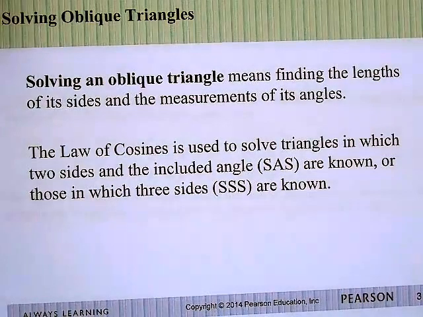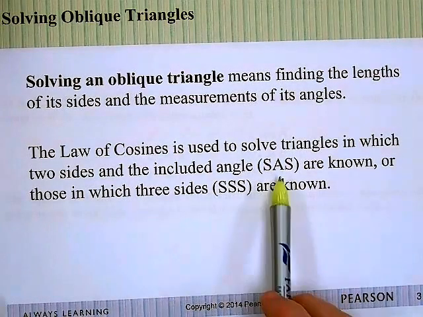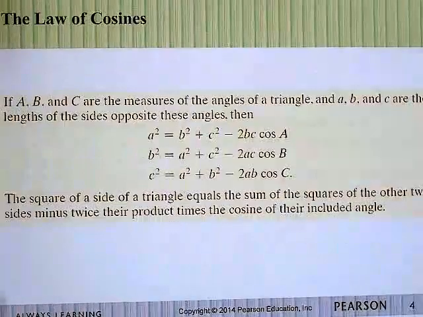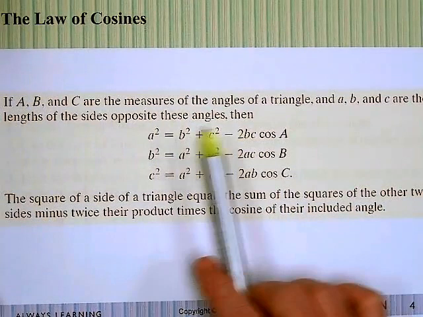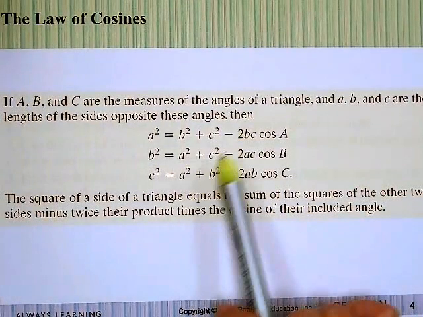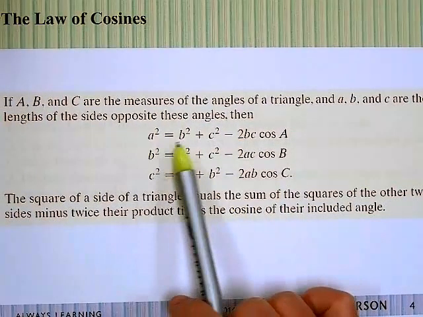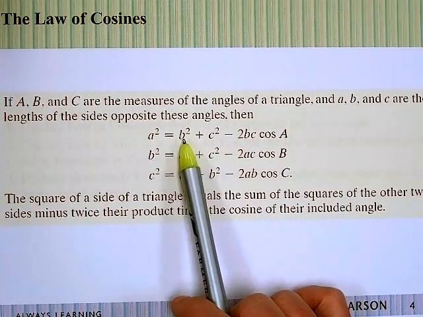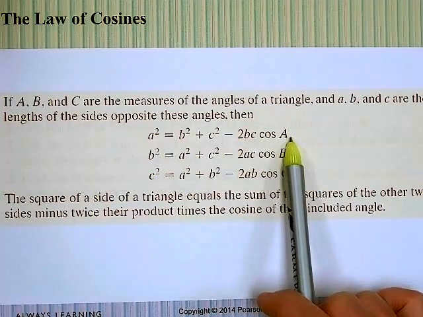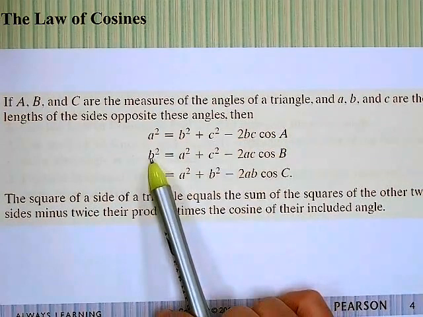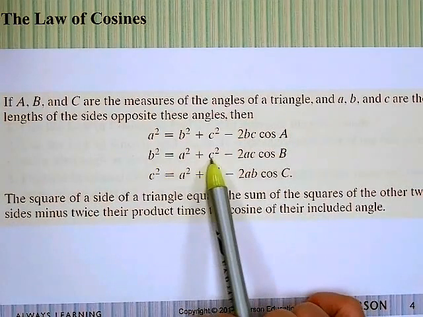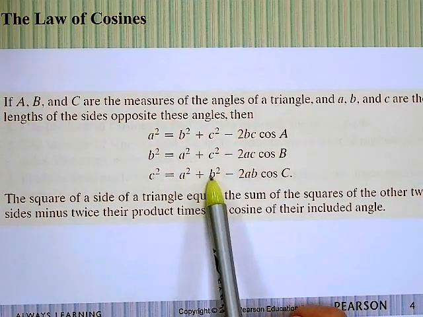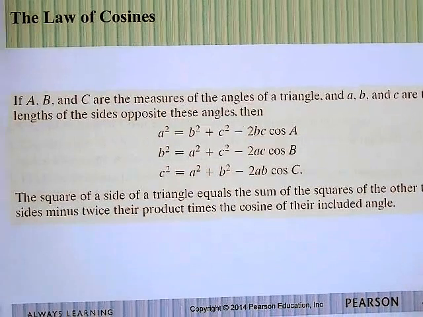The law of cosines is used to solve those in which two sides and an included angle are known, and those in which three sides are known. The law of cosines is given here. These are our formulas depending on what you're looking for. Notice that if you are looking for side A, you need to know side B, side C, and angle A. And if you're looking for side B, you need to know side A, side C, and angle B. If you're looking for side C, you need to know side A, side B, and angle C.